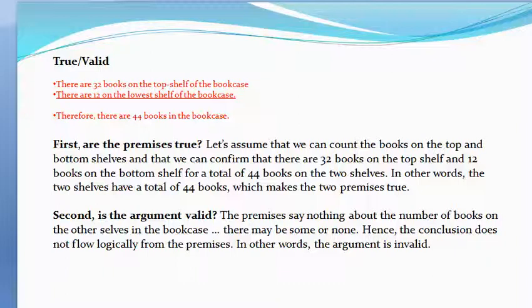True, but not valid. There are 32 books on the top shelf of the bookcase. There are 12 on the lower shelf of the bookcase. Therefore, there are 44 books in the bookcase. First, are the premises true? Let's assume that we can count the books on the top and bottom shelves and that we can confirm that there are 32 books on the top shelf and 12 books on the bottom shelf for a total of 44 books on the two shelves. In other words, the two shelves have a total of 44 books, which makes the two premises true.